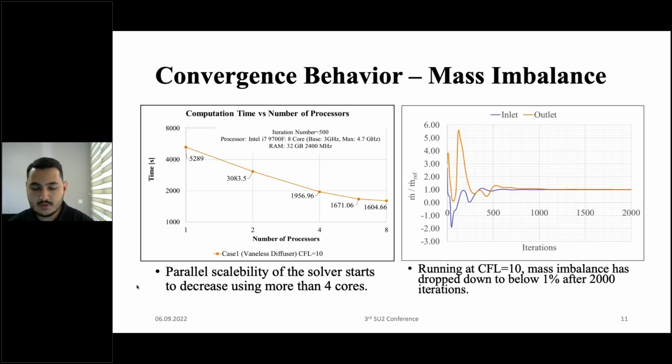For the convergence behavior, running at CFL 10, the mass imbalance between inlet and outlet dropped down to 1% after 2000 iterations. And I have done a small parallel scalability study for the machine I was using as well. And after 4 cores, which I used for the simulations, we saw that the solver scalability started to decrease.